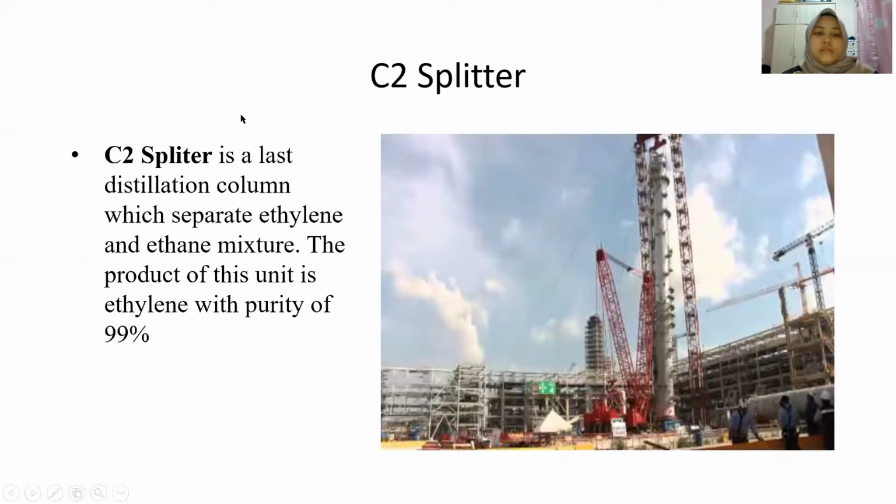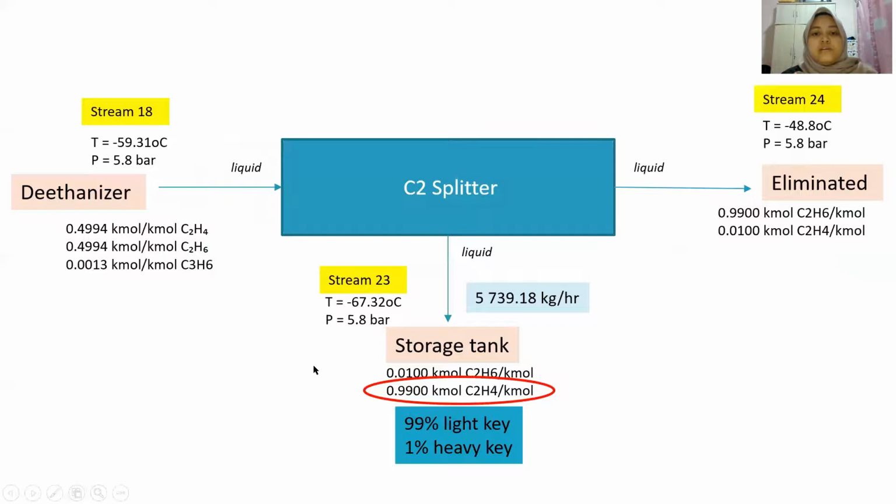And the last unit in our plant is the C2 splitter. The C2 splitter is the last distillation column, which separates the ethylene and ethane mixture. The product of this unit is ethylene with 99% purity. The overhead stream contains 99% of the light key, which is ethylene, so we get 0.99 purity. It will be stored in the storage tank. And 1% of the heavy key, which is ethane, and 0.99 of this ethane will also be sold since it has high purity.